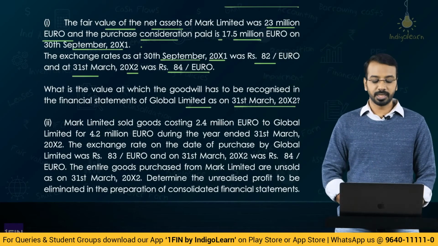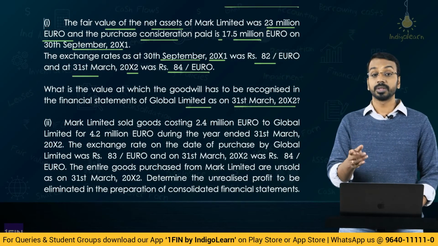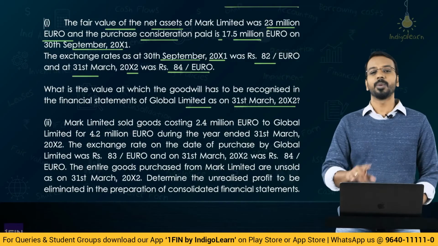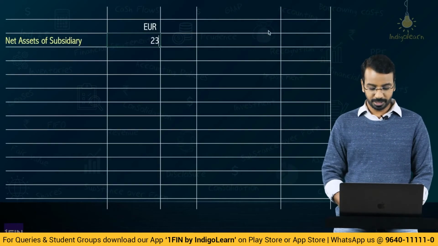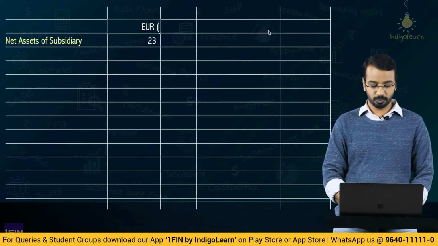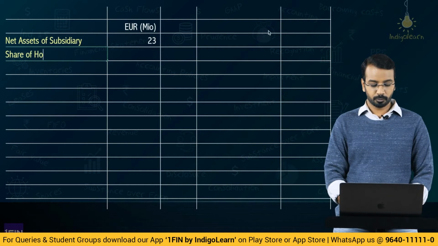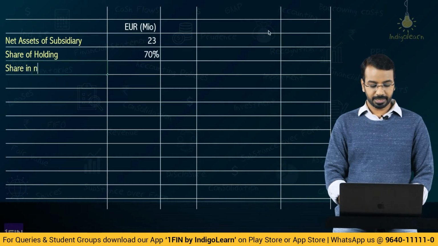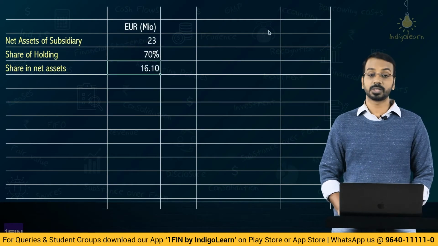Net assets of the subsidiary in euro is given to be 23 million on the date of acquisition. So, the calculation will be done on the date of acquisition in the foreign currency, but reporting will be done using the closing rate. So, 23 million is the net assets, in euro million. Share of holding 70%. So, share in net assets is 23 multiplied by 70%, that comes to 16.1.